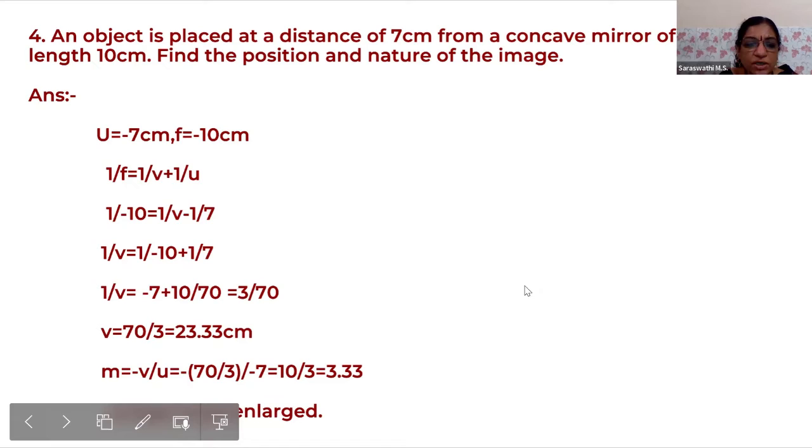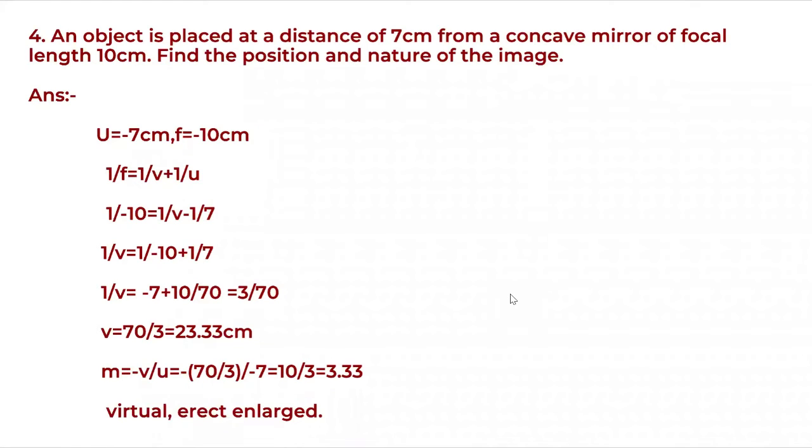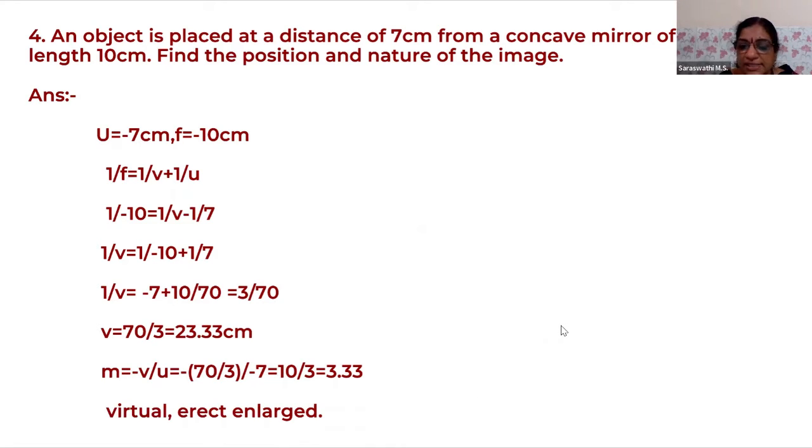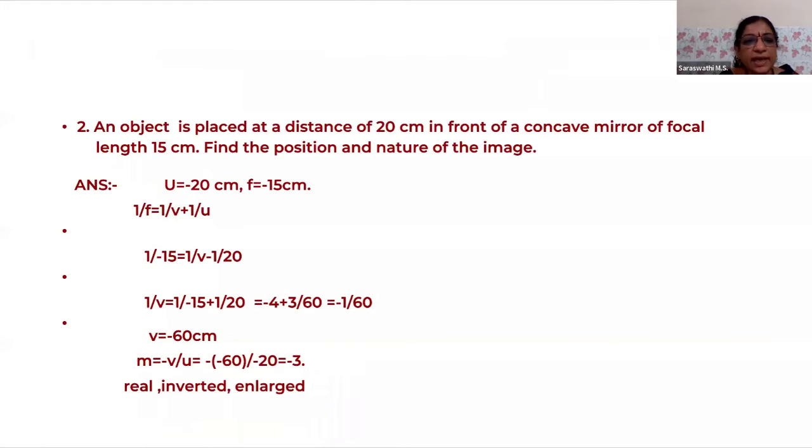Can you tell me what is the nature of the image here? Virtual erect enlarged, because there is a positive sign. It is enlarged because it is greater than 1. Anything that is less than 1 is taken as diminished. Anything more than 1 is taken as enlarged. Clear? So treat the sign: negative sign, real inverted; positive sign, virtual erect.